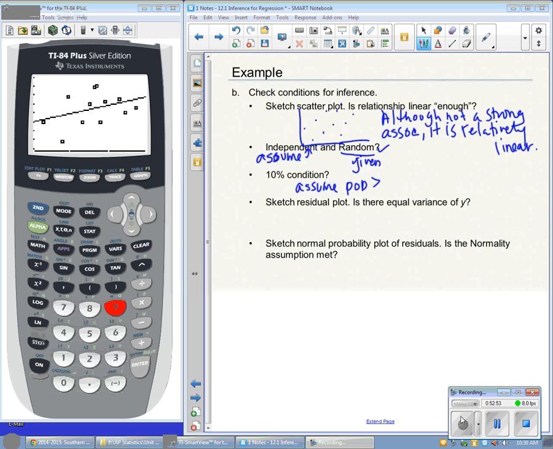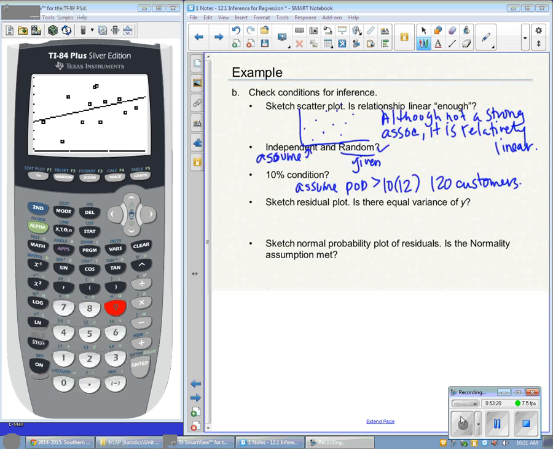Assume or given, yeah. So what do we have to assume? The 10% condition. The population has to be at least what, guys? 10n. And what's n in this case? How many receipts did she look at? Will you count them for me? Because we need to know what they are. 12. Okay. So can we assume that there are 120 customers at this restaurant? That's why we're making it an assumption.